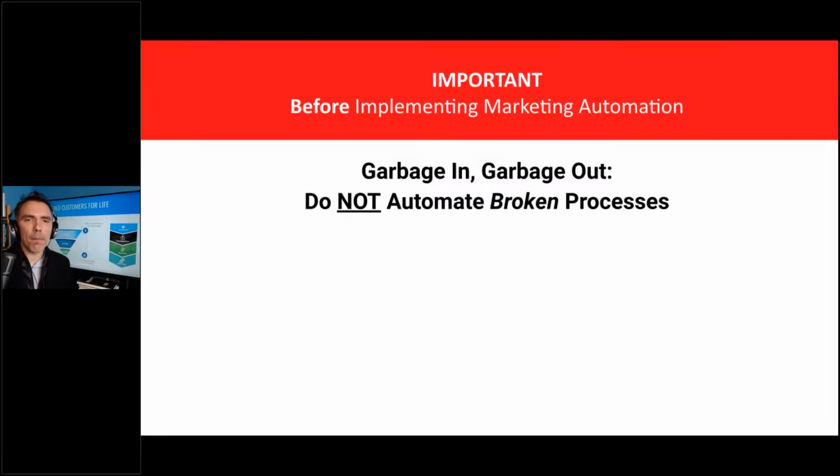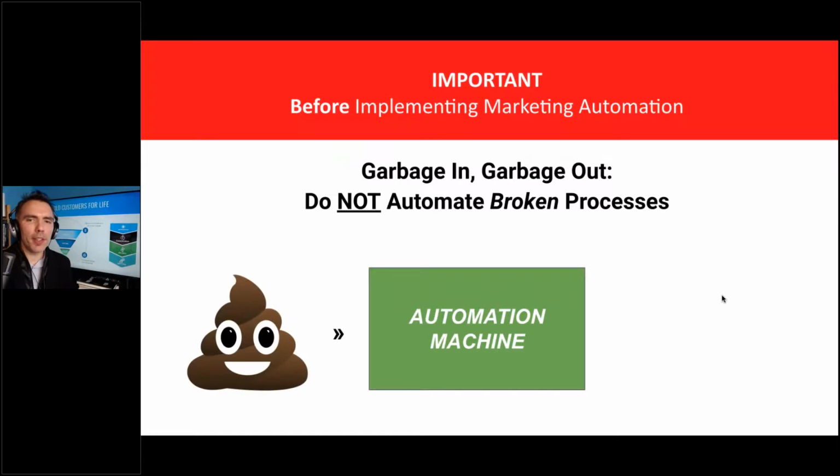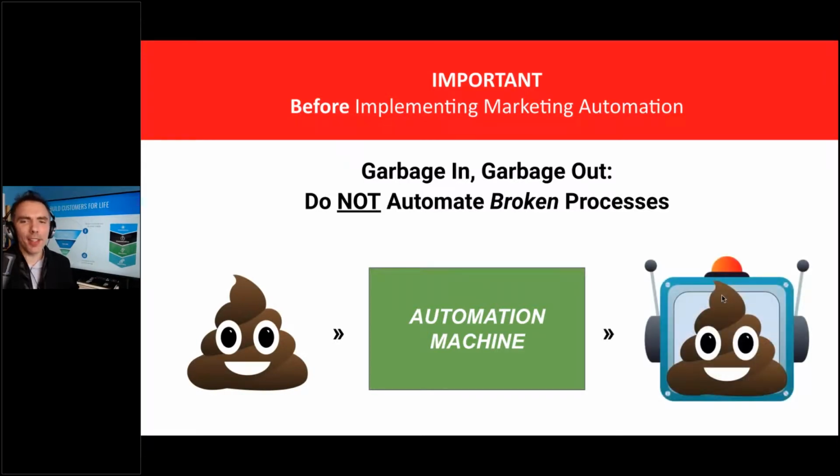Right? So here's an important thing to note about marketing automation. Garbage in, garbage out. This is the thing you want to know before you implement any marketing automation. You may get this marketing automation software. You may be really tempted to start just automating things left and right. But poo in is just going to be automated poo. It's not going to help anything.